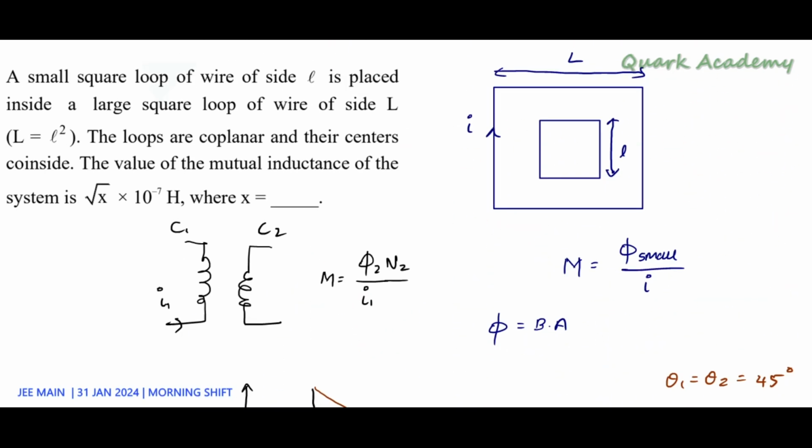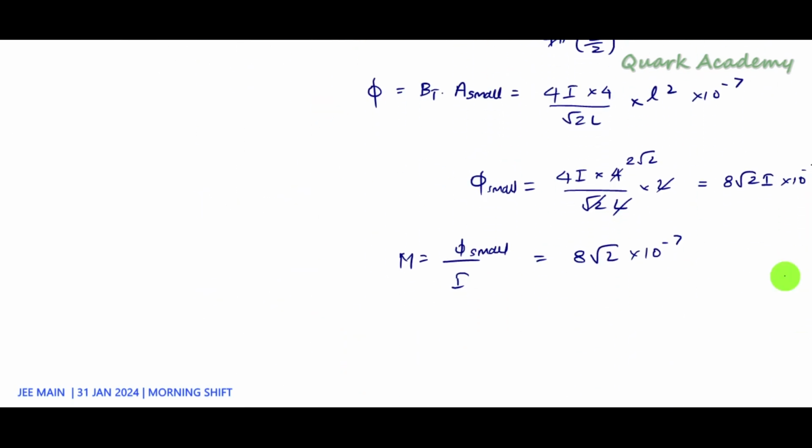Yeah, so if we see, it is written root x, which means we want to write everything inside the root. It is 8. If we take it into the root, it is going to be 64. 64 into 2, 128, into 10 power negative 7. So the value of x is 128.